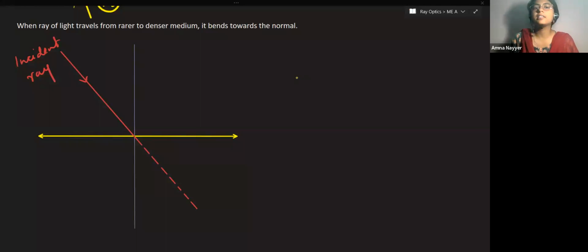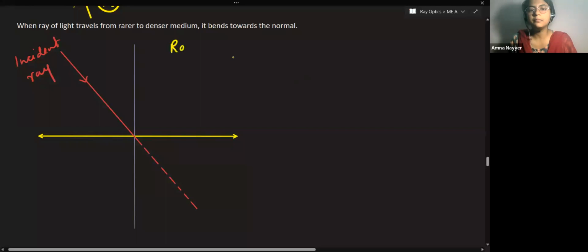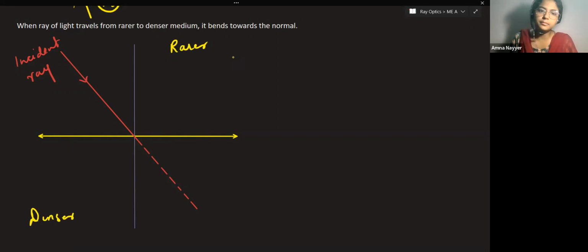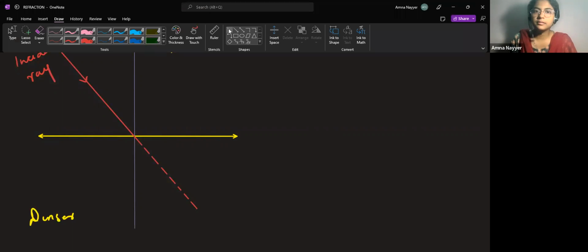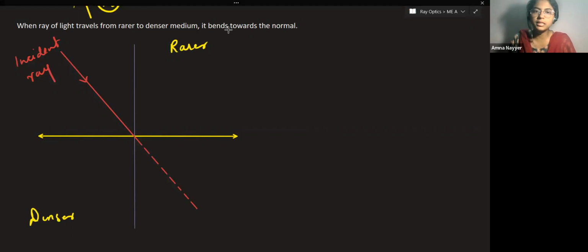See, when light travels from rarer to denser medium, it means this is the rarer medium. This is the denser medium. Now, this is the path of the incident ray. Now, what will happen? This has to be refracted. But how will you refract it, towards the normal or away from the normal? See, this is the original path of the incident ray. This is going away from the normal. And this is going towards the normal. Did you notice? I'm repeating this.